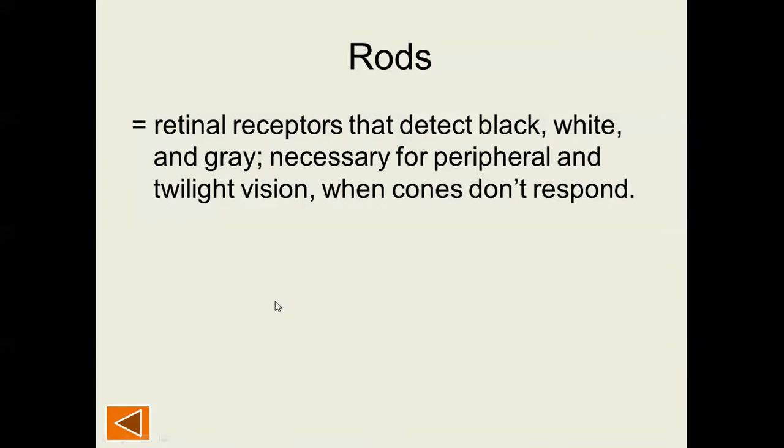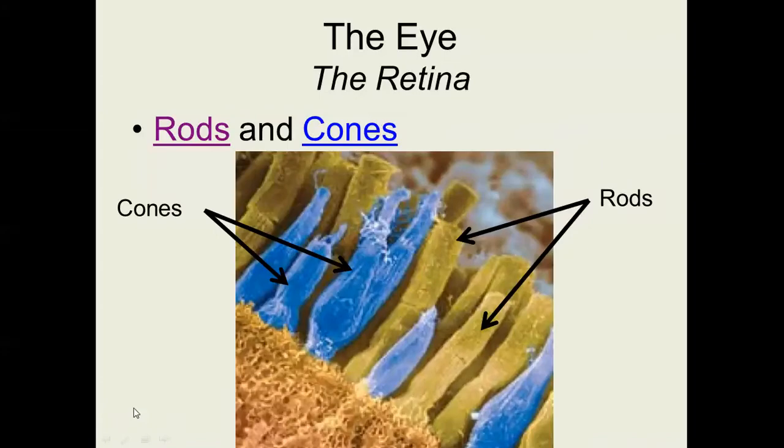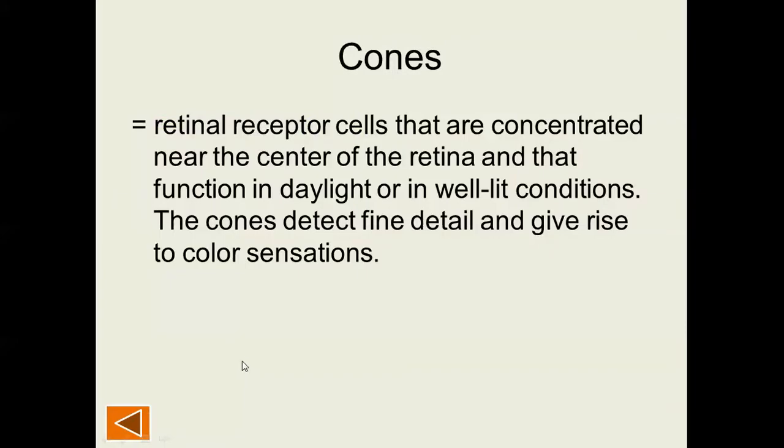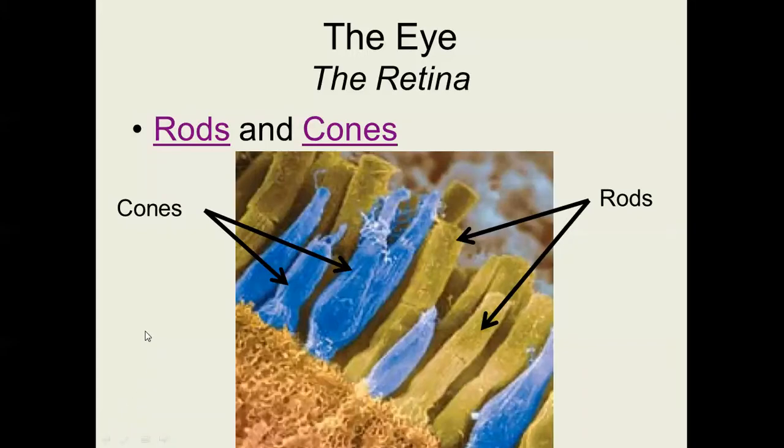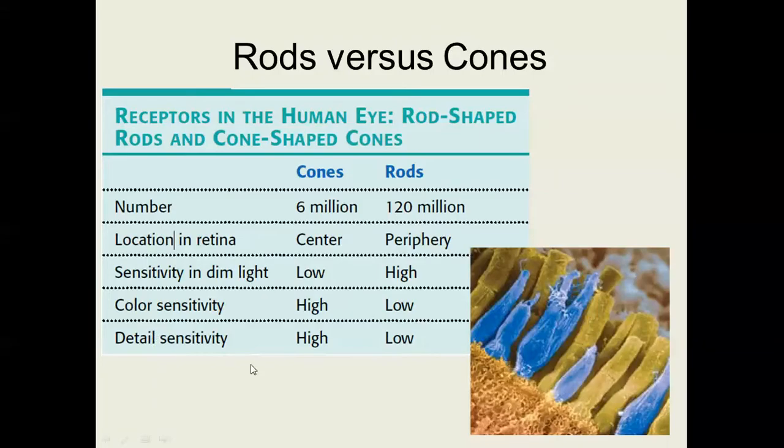Rods and cones. Rods are the retinal receptors that detect black, white, and gray. It's necessary for peripheral and twilight vision, because cones don't respond to those types of things. And your cones are retinal receptors that are concentrated near the center of your retina, and they function in daylight or well-lit conditions. And the cones are really great at detecting fine detail and give rise to color sensations. Your retina's rods and cones are clustered around what we call the fovea.